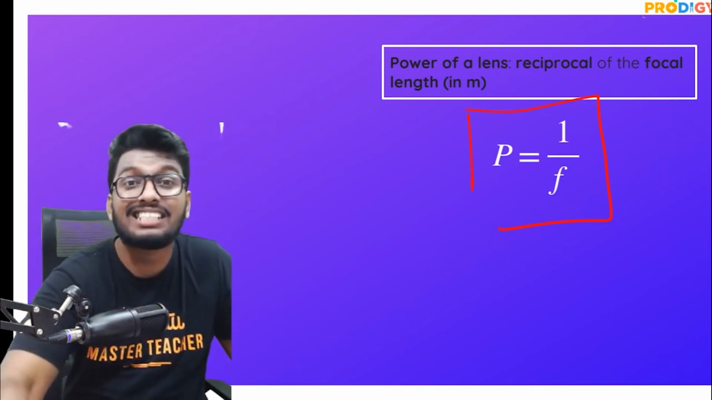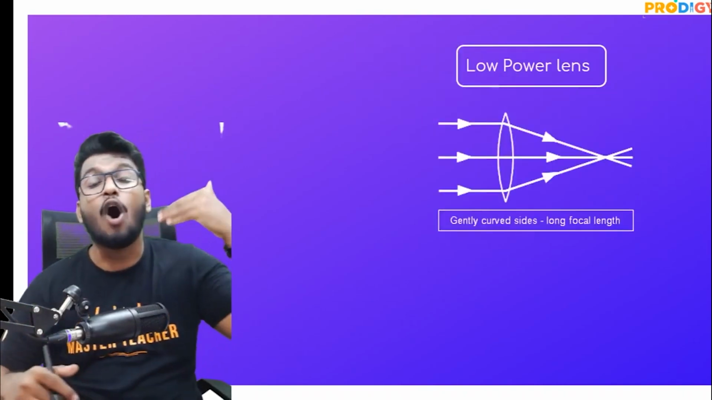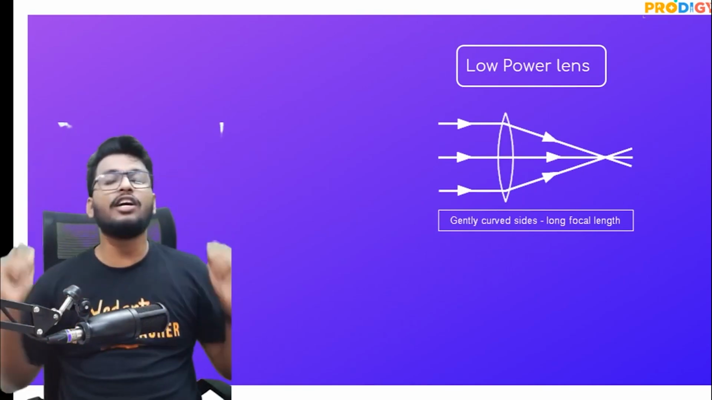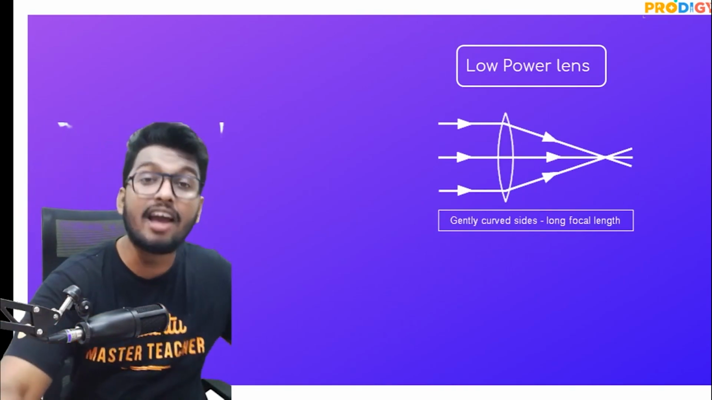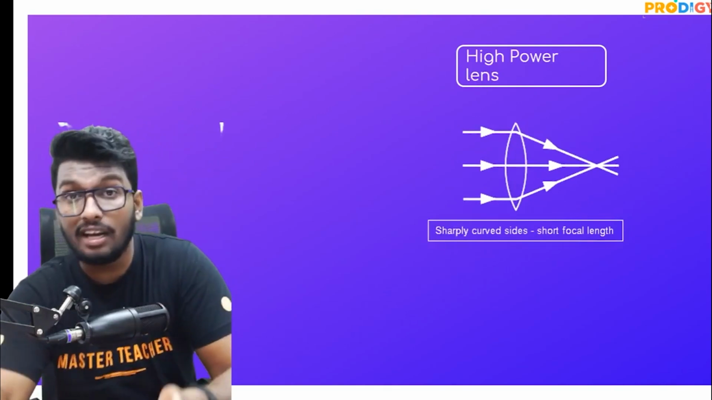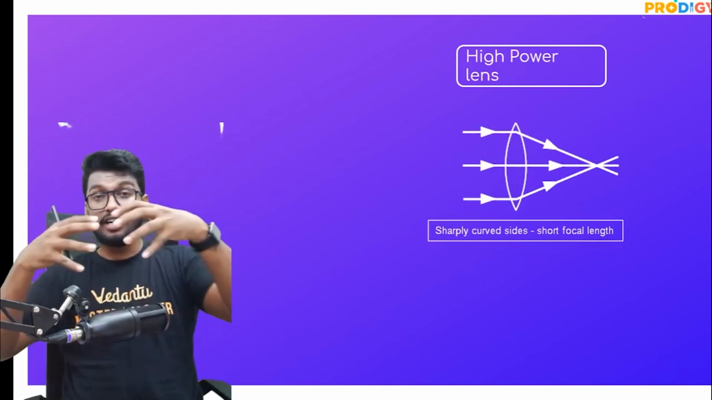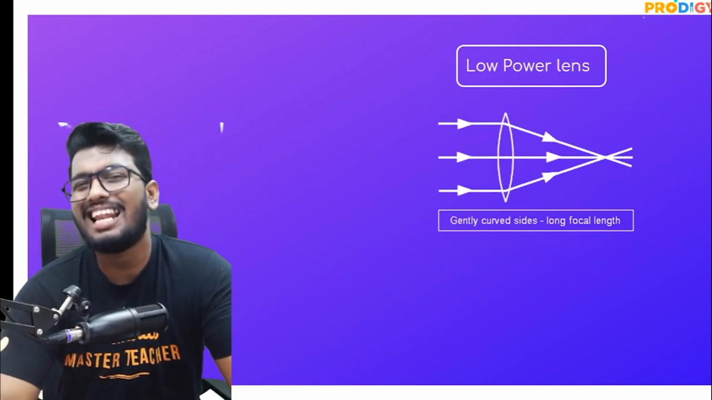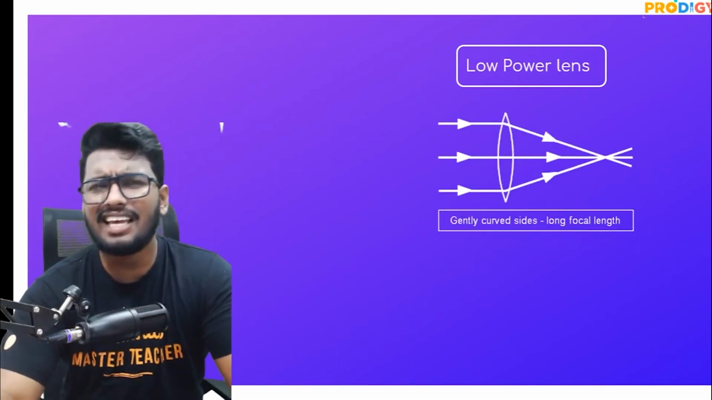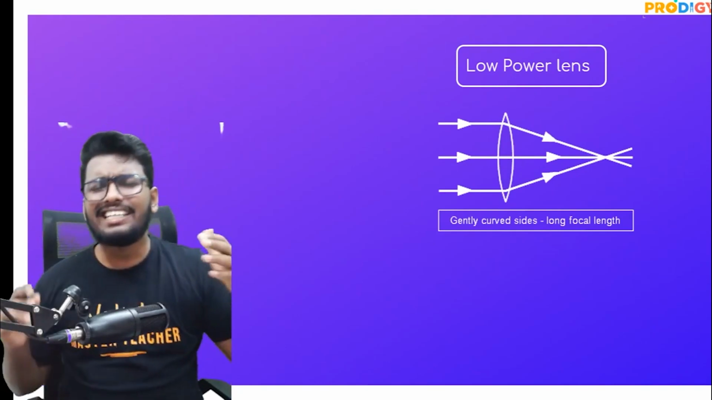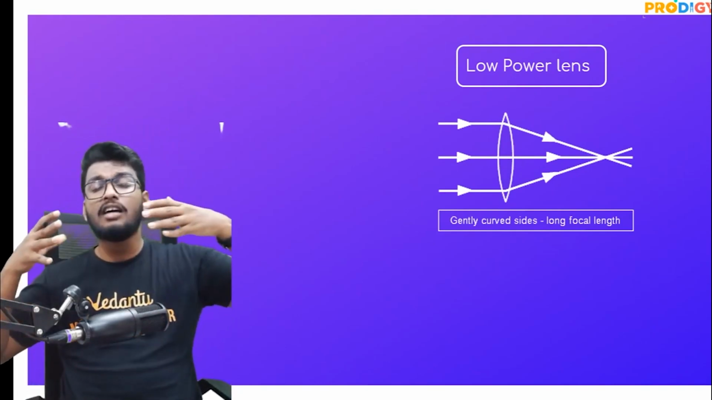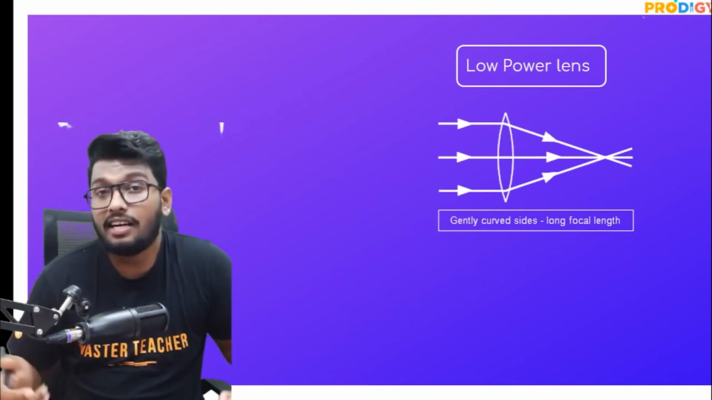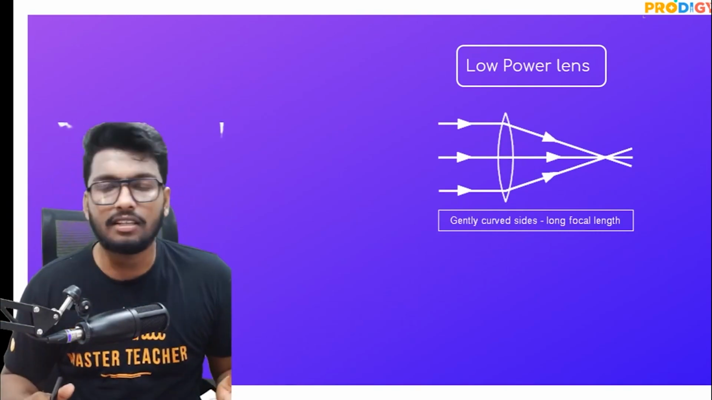So it tells you by how much. If the power is less, then it would have a longer focal length. It would take longer for that lens to converge those rays of light. If you have higher power, then it'll have lesser focal length, because it is able to converge those rays of light much faster than a lens which has less power. Getting it? So this is what power is all about. It tells you the degree of divergence or convergence that is created by a certain lens.